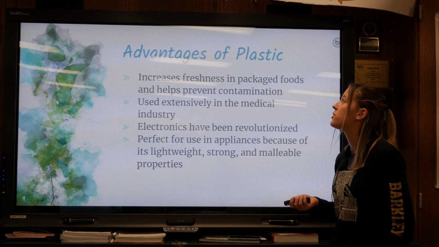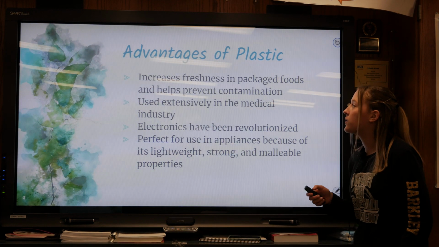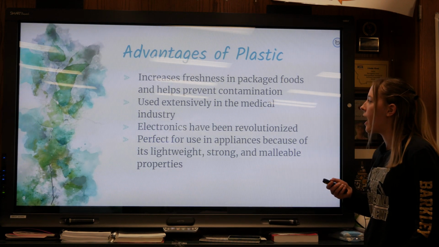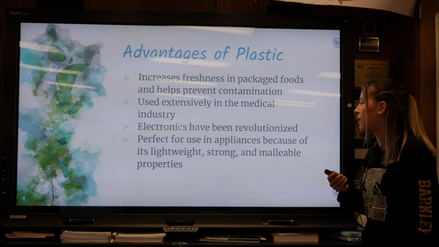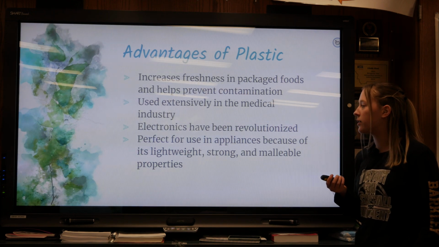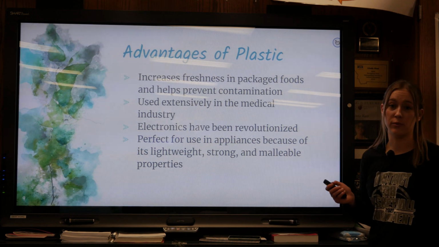However, there are many advantages of plastic, which is why it can't be gotten completely rid of. It increases freshness in packaged foods and helps prevent contamination. It's used extensively in the medical industry, and electronics have been revolutionized by the use of plastic. It's also perfect for use in appliances because of its lightweight, strong, and malleable properties.